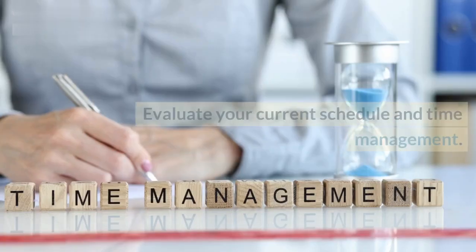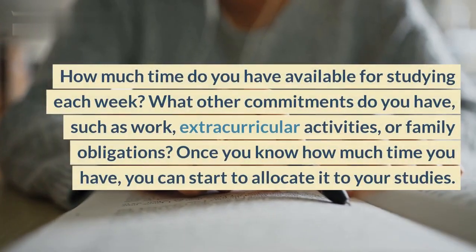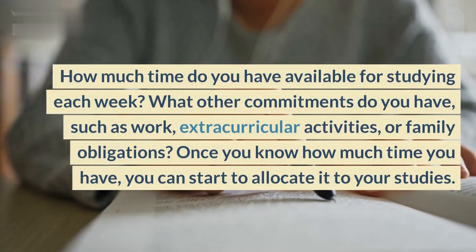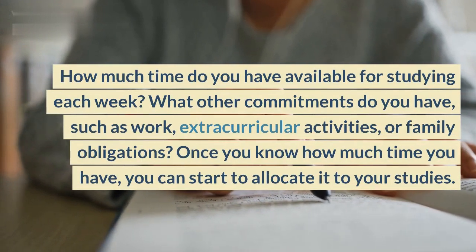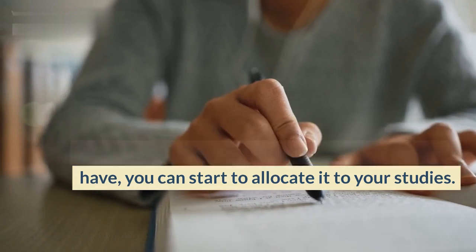5. Evaluate your current schedule and time management. How much time do you have available for studying each week? What other commitments do you have, such as work, extracurricular activities, or family obligations? Once you know how much time you have, you can start to allocate it to your studies.